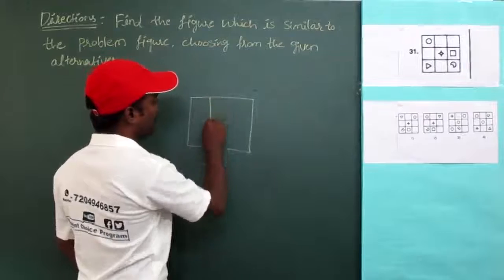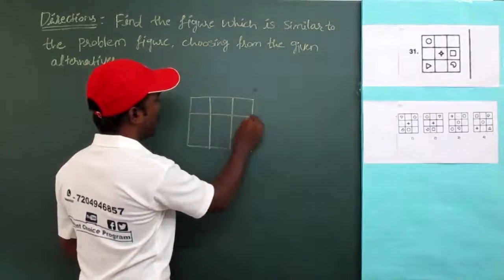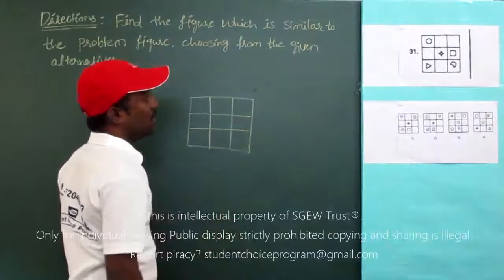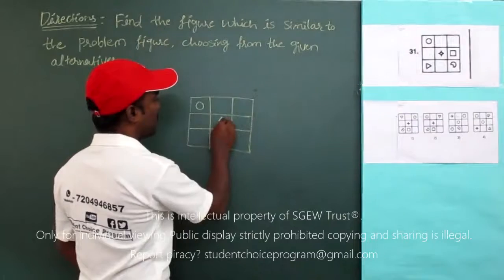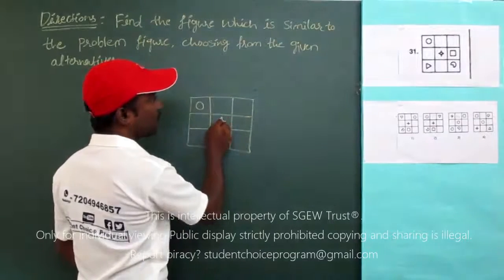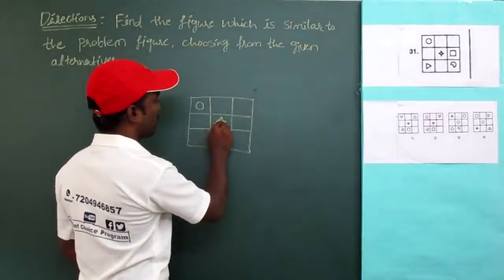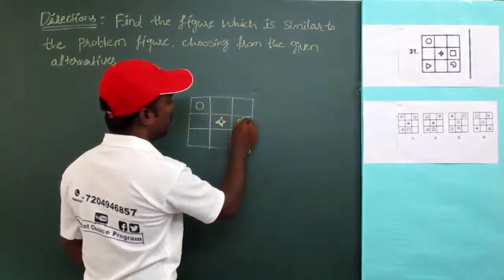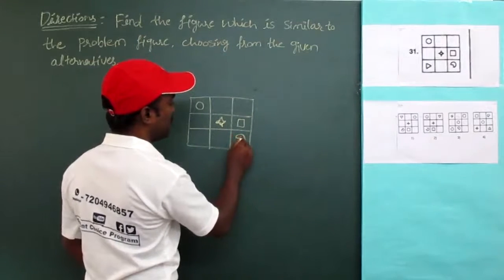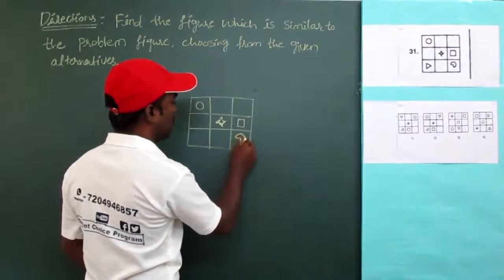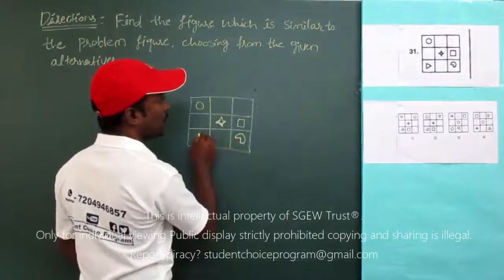Okay, this is having small squares, and here I am having a circle. At the center I am having a star. And here I am having one more small square, a shape similar to a circle, and next a triangle.